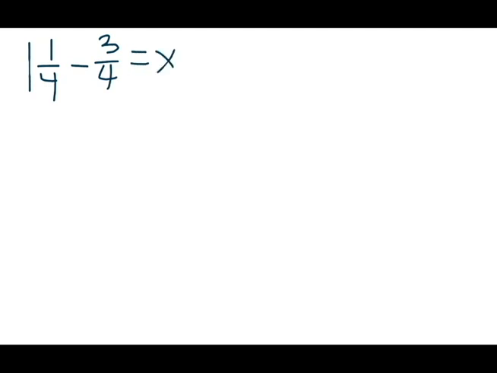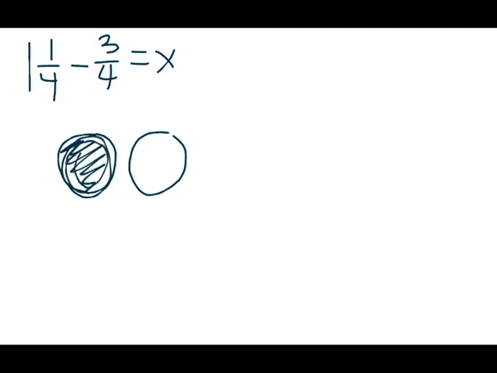To visualize this, I'm going to use fraction circles, and I'll represent 1 1/4 using two circles. This 1 is shaded in completely to represent one whole, and 1/4 is broken into 4 pieces, and one part is shaded in to represent 1/4. I'm subtracting 3/4, and the way that the fraction circles are now, I'm not able to subtract 3/4.